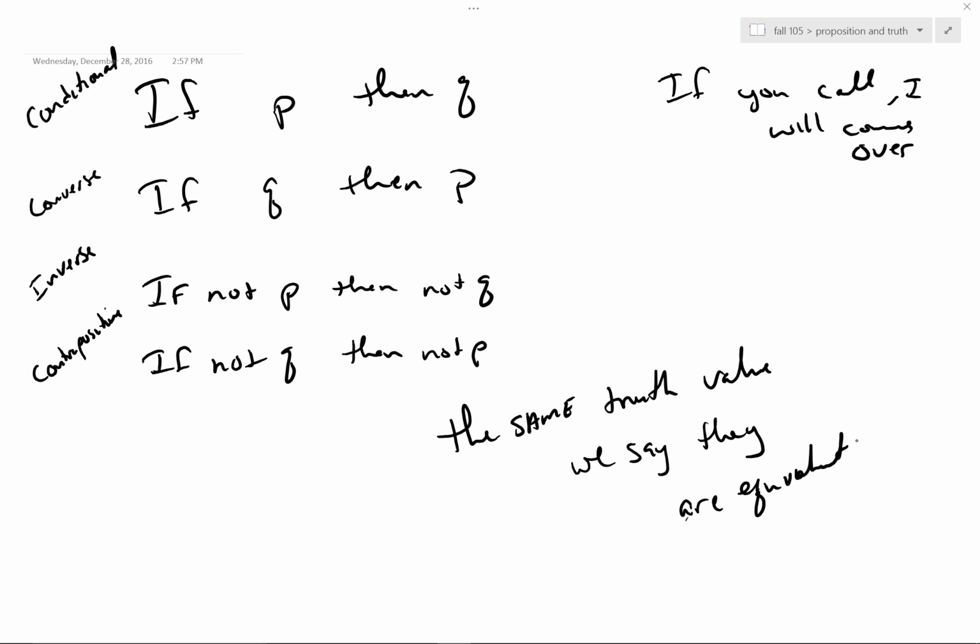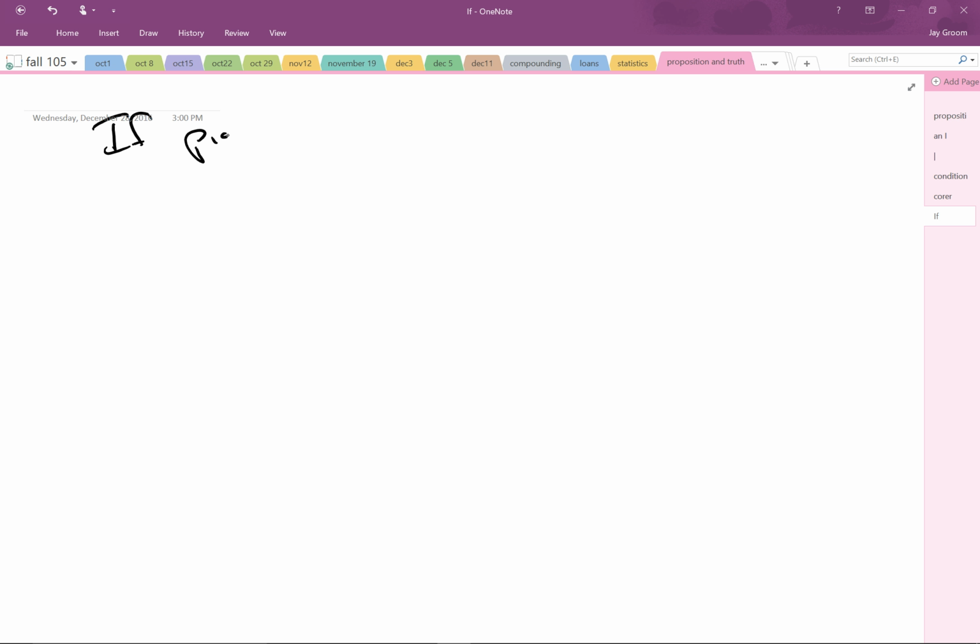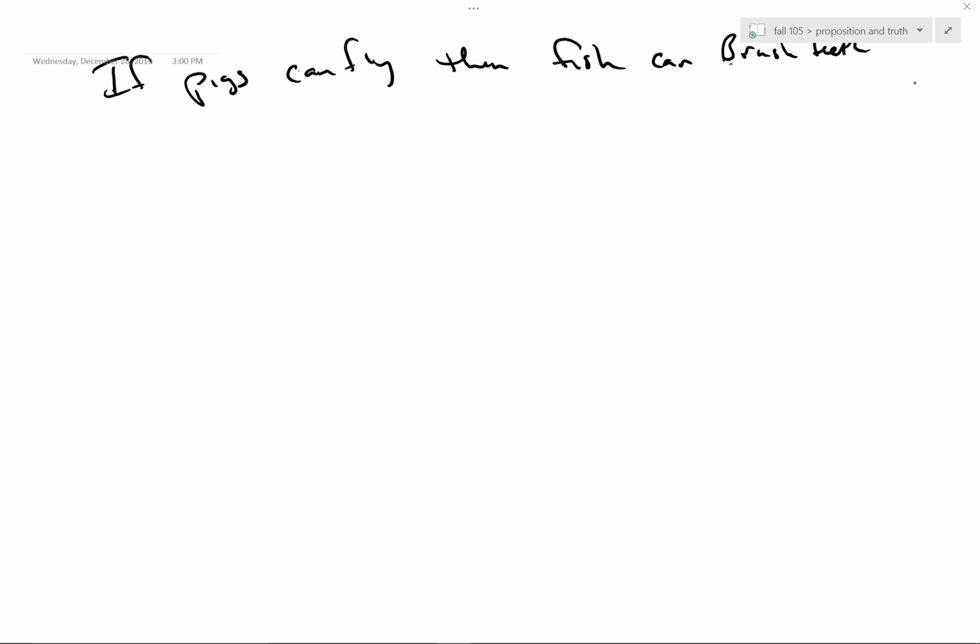So this is, for instance, number 63. If pigs can fly, then fish can brush their teeth. Now, we're not going to assess that for truthfulness, per se, but we want to talk about the hypothesis and the conclusion, and state their truth values or not. And then we're going to rewrite those back and forth in terms of contrapositives and so forth. So here's our hypothesis. If pigs can fly, then the conclusion is this bit over here.